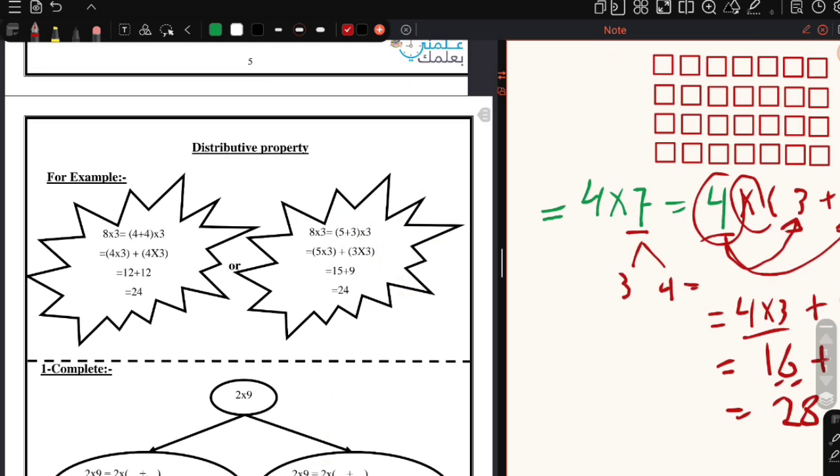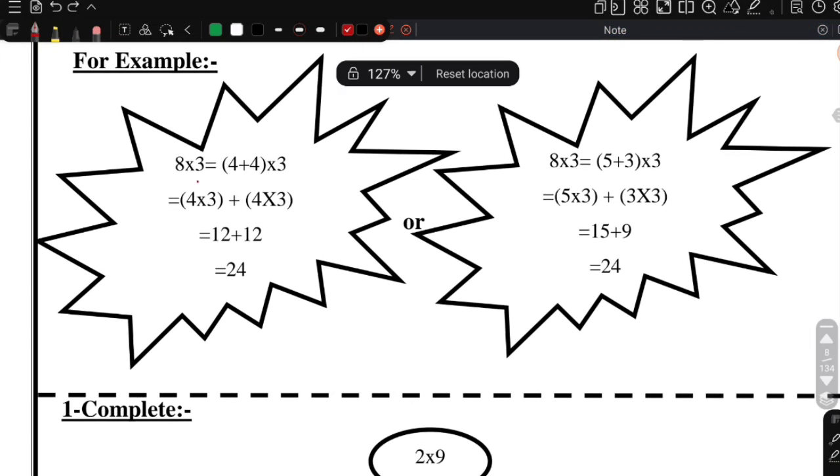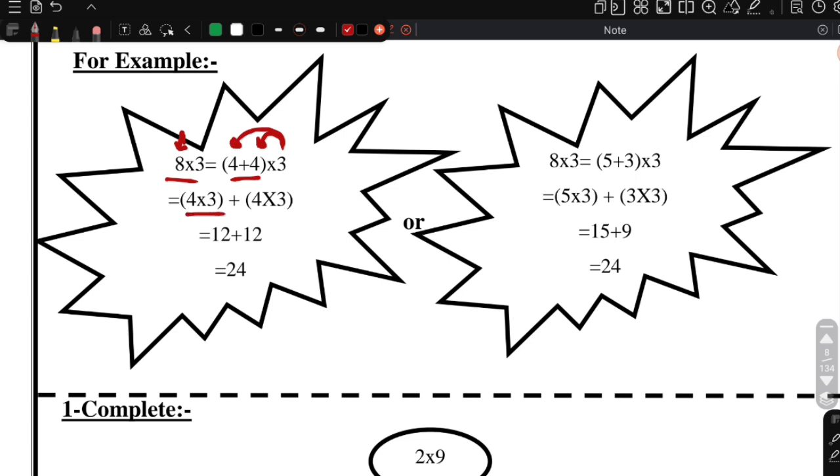Okay, let's see the problem to understand it well. We have 8 times 3. You forget the result of 3 times 8. So he holds 8 and splits it into 2 numbers, 4 plus 4, times 3. He distributed 3 once with the first 4 and once with the second 4. So I have 3 times 4 and 3 times 4. 3 times 4 is 12, 3 times 4 is 12, and the result is 24.